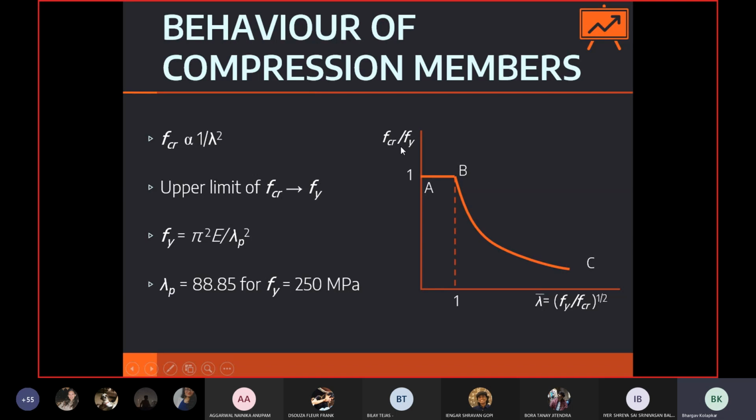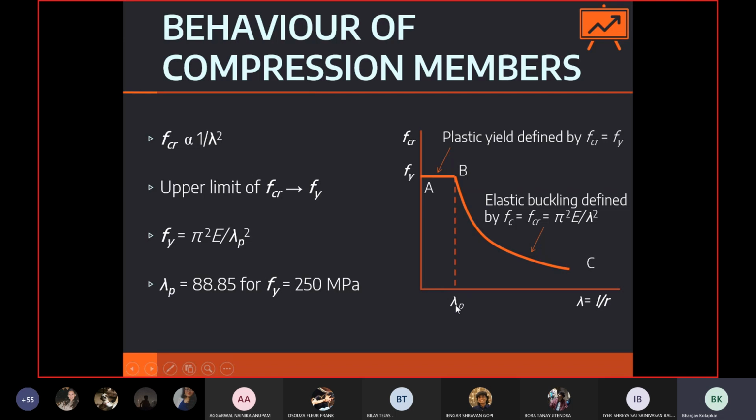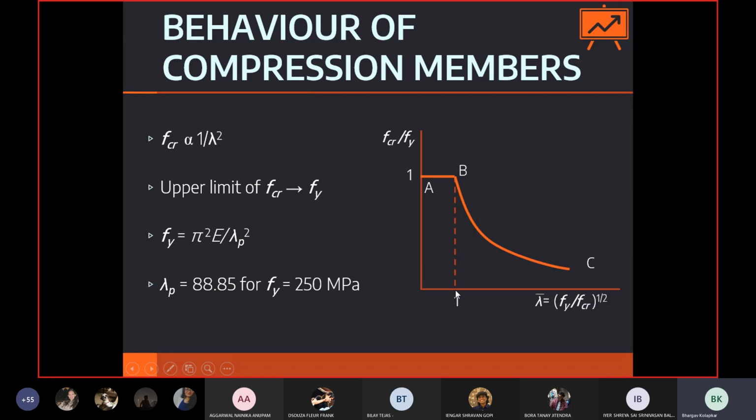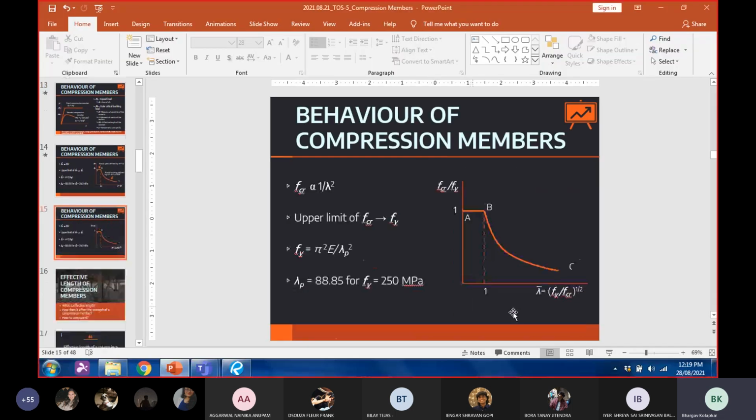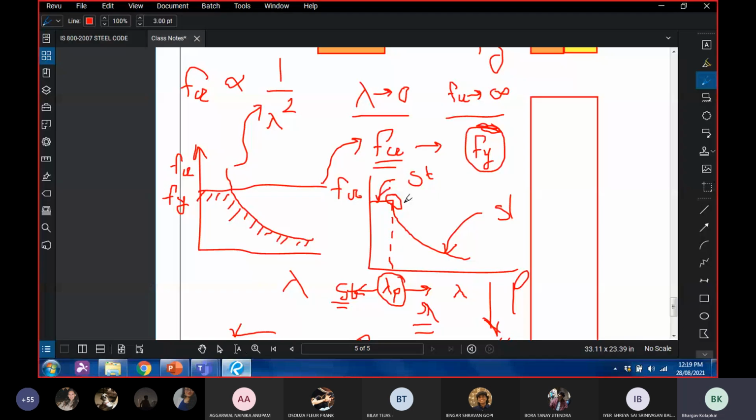And now, instead of FCR, this becomes FCR upon Fy. And on this axis we divide by lambda p, so lambda p upon lambda p is 1. This becomes 1. And now the remaining portion.